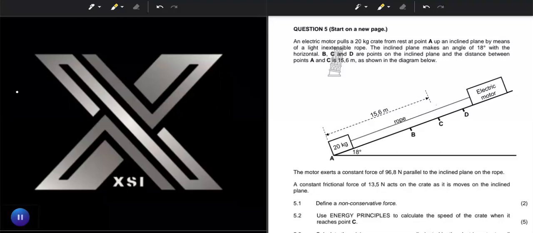Work on this one. It's a supplement for last year, 2023. Without any waste of time, let's get into it.